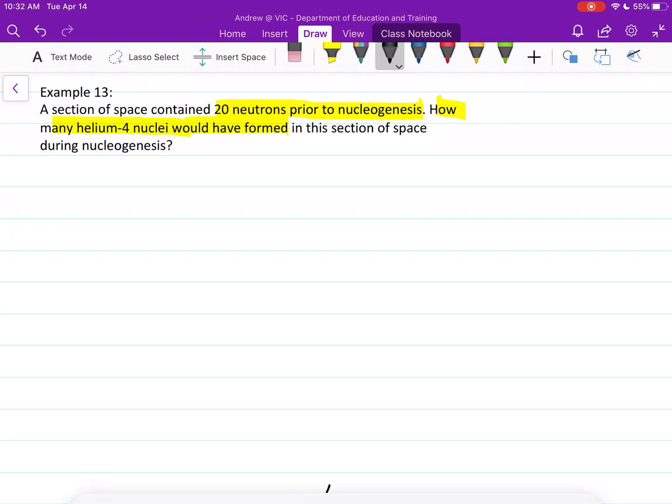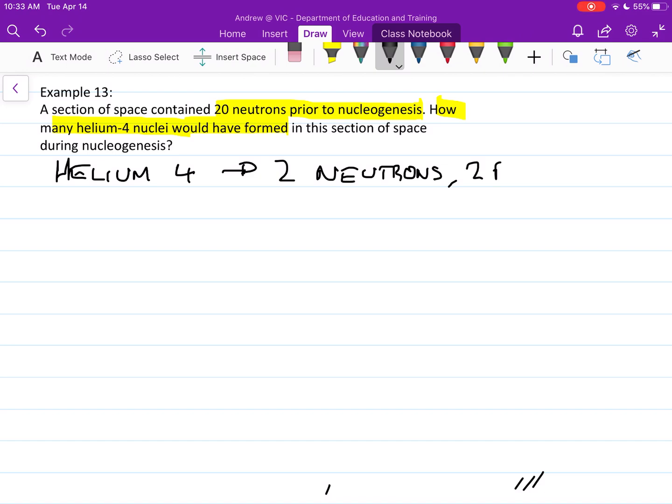Okay? So helium-4, this here, is made up of 2 neutrons and 2 protons. Okay.